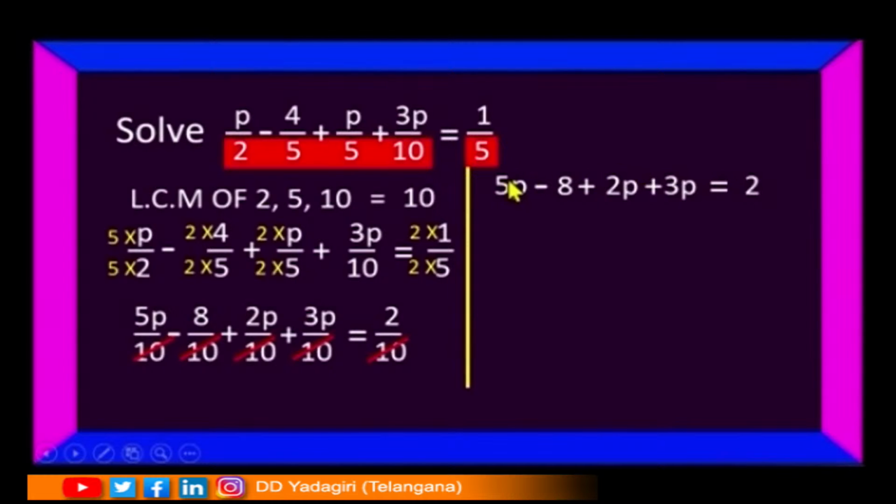Now, our question is without fractions. It will be very easy to solve from here onwards. Now, what do we need to do? We have to simplify the like terms in this equation.